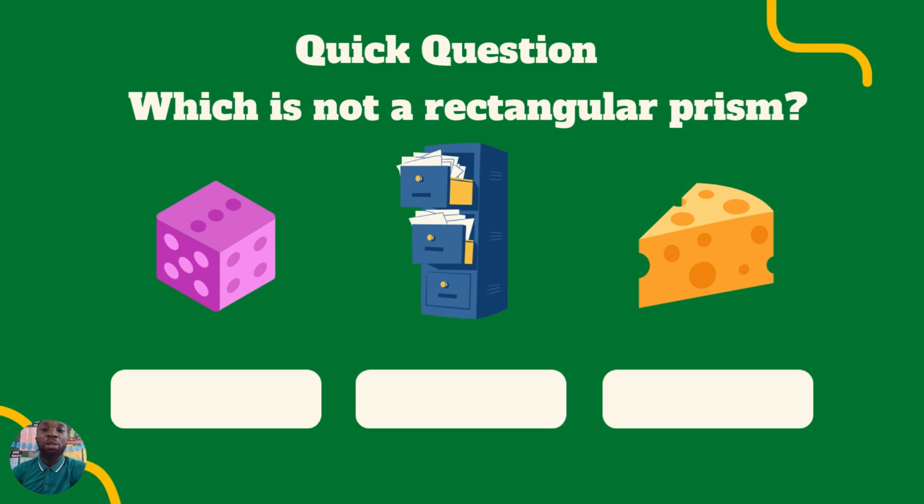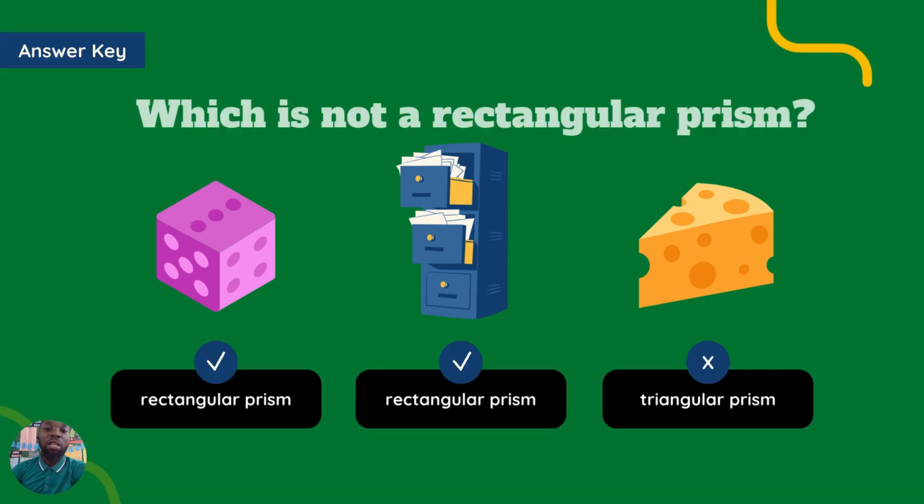Now we can check. Which is not a rectangular prism? All right, I think you guys are right. It is the last shape, the metal block there. The dice is there, the bookshelf is also part. It forms the shape of a rectangular prism. You can see the shape of the last object is not forming any rectangular form. So you can't say this is a rectangular prism.